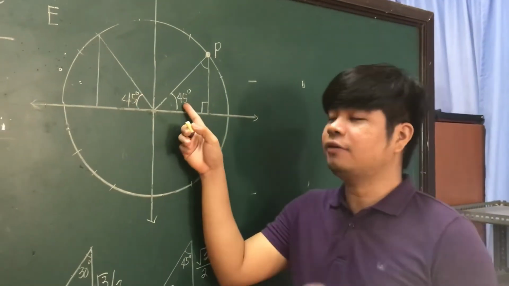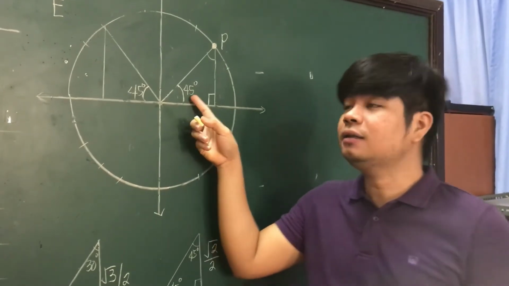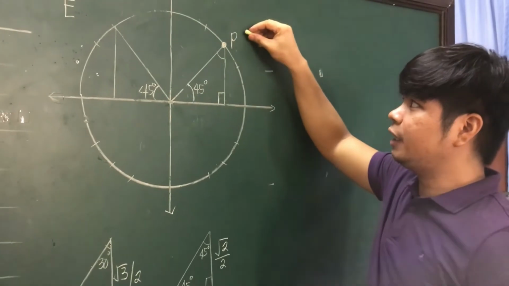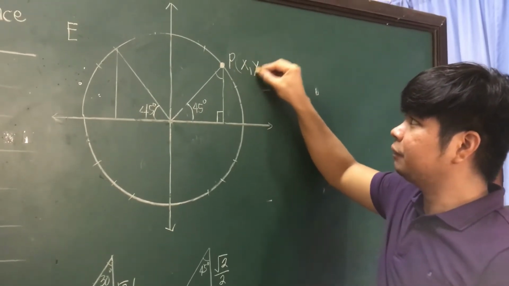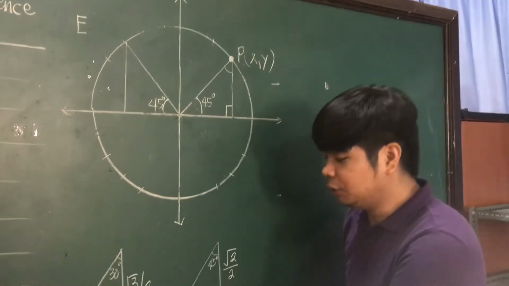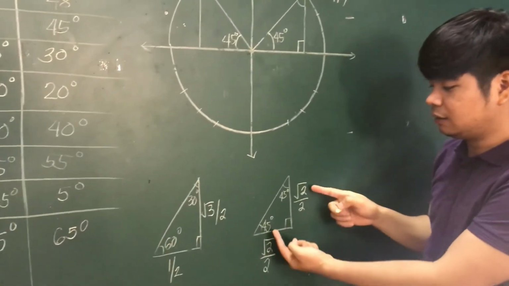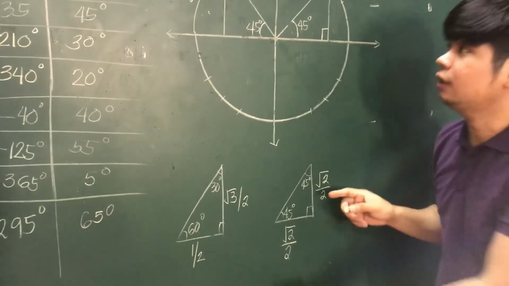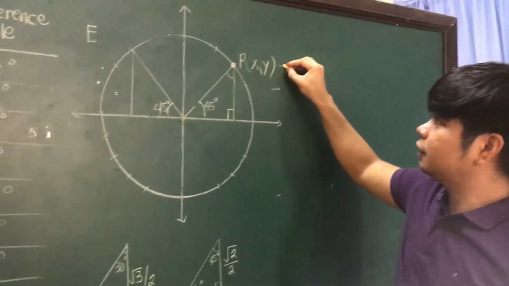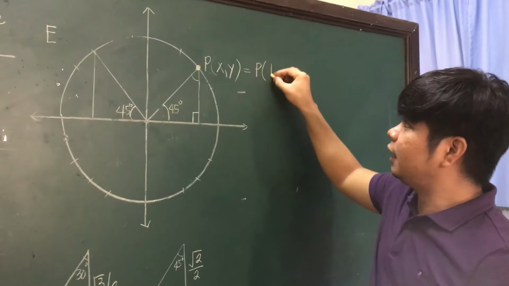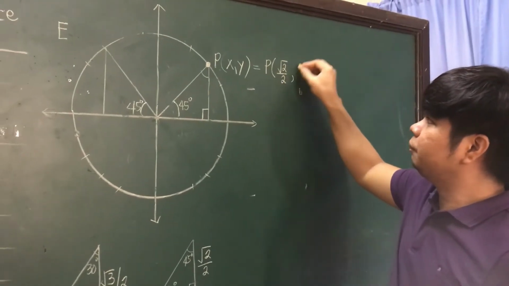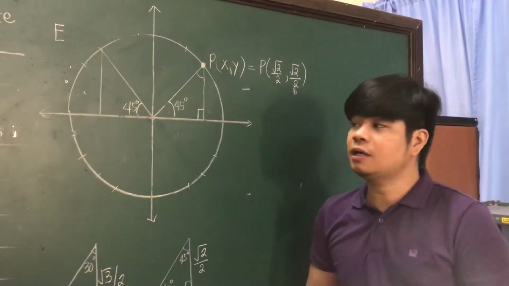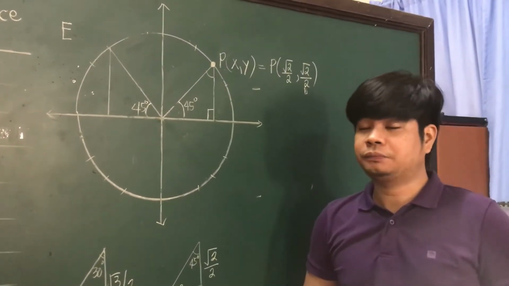So if we have 45 degrees here as a reference angle and the terminal point here is P, then we're looking for the coordinates x, y. It is as simple as looking here. We know already that the side opposite the 45 degree angle is square root of 2 over 2, and so also with the other. Therefore, the coordinates here are square root of 2 over 2 and square root of 2 over 2. Both are positive because we are in quadrant 1.